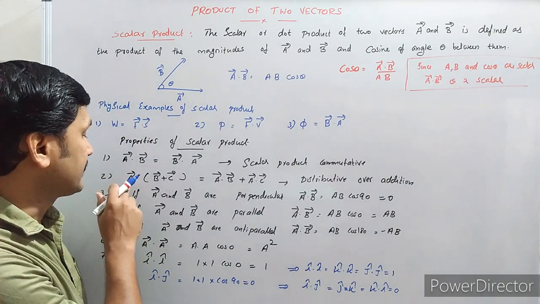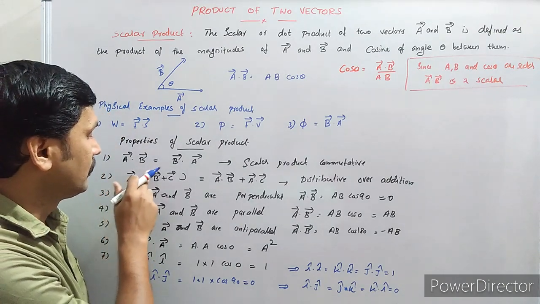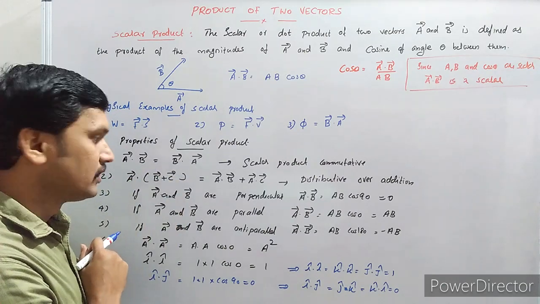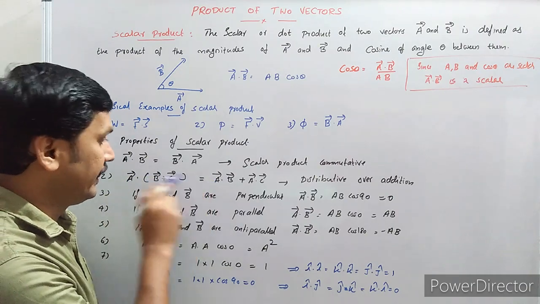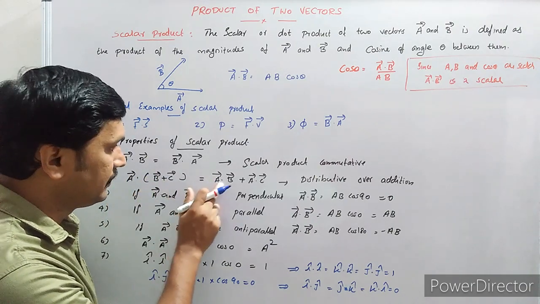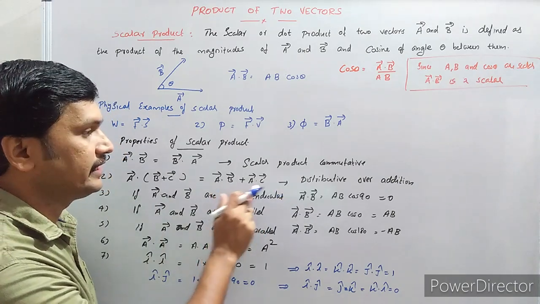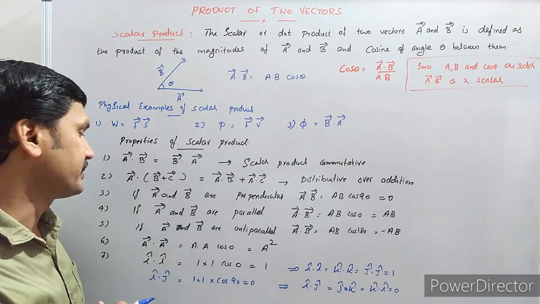That is, vector A dot the vector (B plus C) in brackets, we can write as A dot B plus A dot C. That is, the scalar product is distributive over addition.